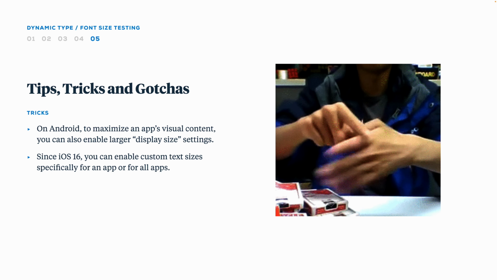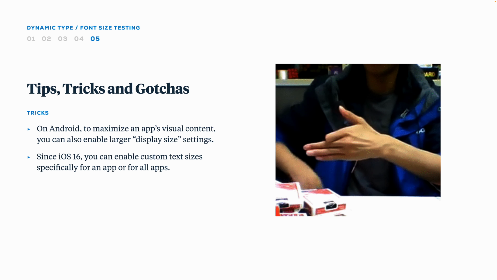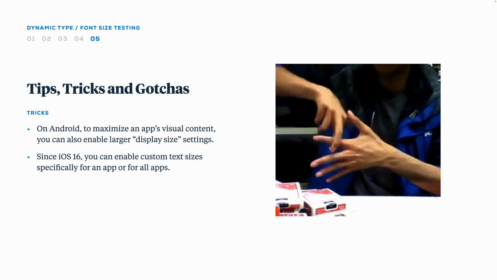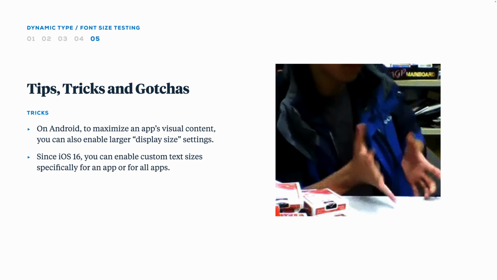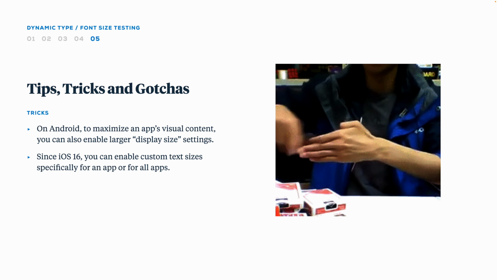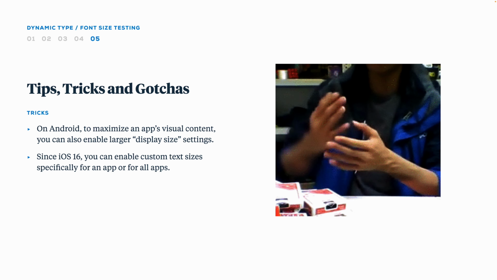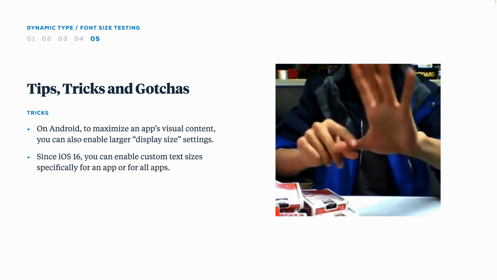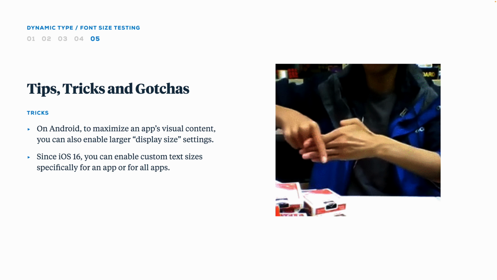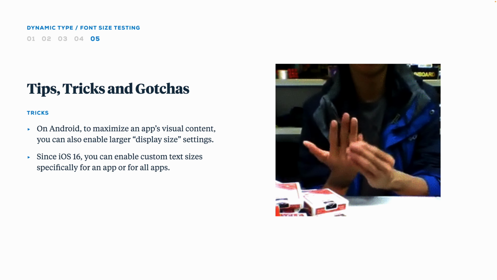Some tricks, well, on Android, to maximize, you can really maximize the visual setting. You can adjust the font size setting, and you can adjust a screen zoom setting, which allows you to get everything really big. One thing on iOS, for iOS 16, you can actually enable the font size settings for specific apps. So you don't have to do it for your entire device. If you wanted to make sure that you're always testing something in large font, you can actually go into that app settings and enable it so that it will only adjust that app's settings.